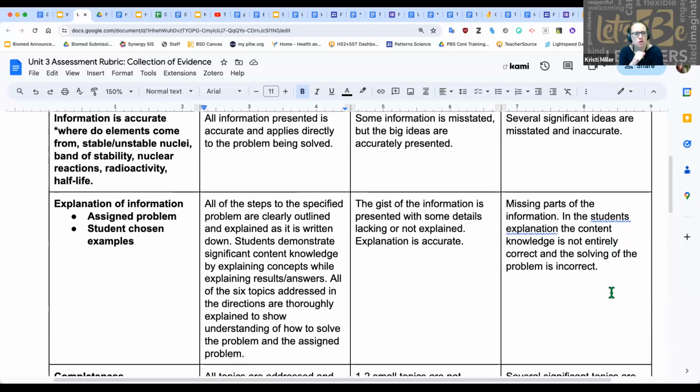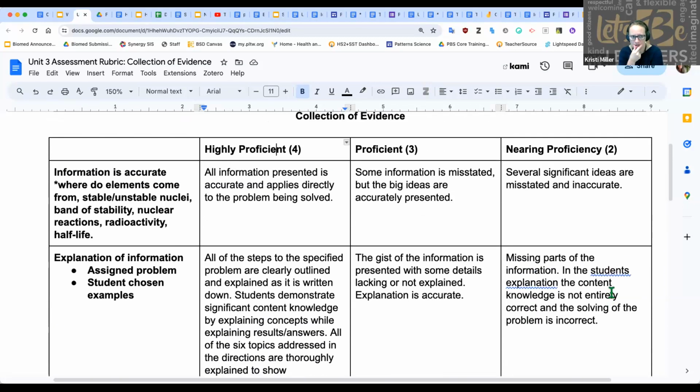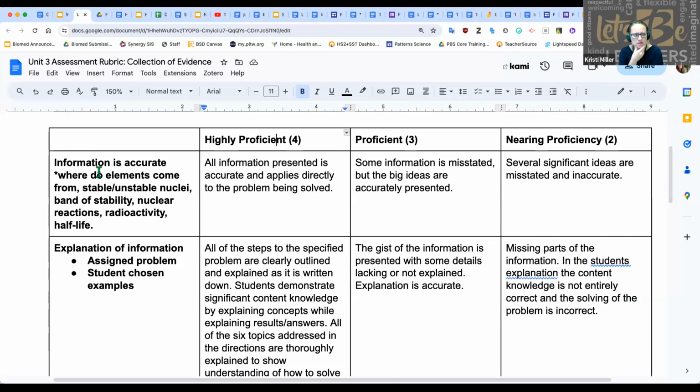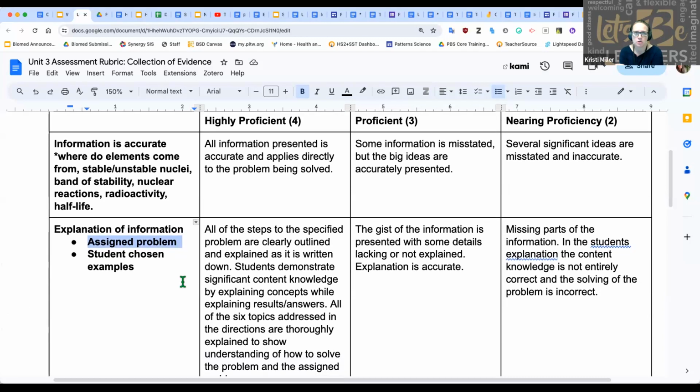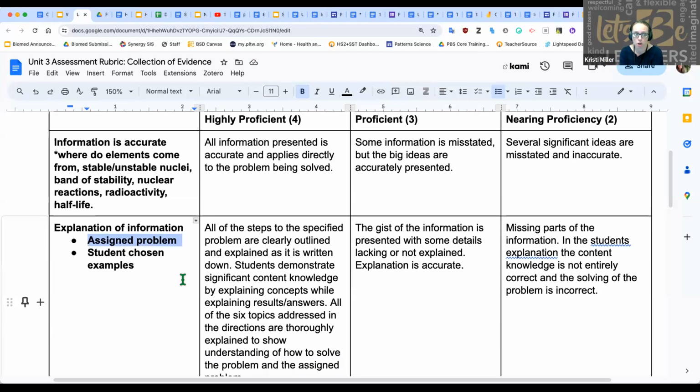So what information are we going to be talking about in our collection of evidence? That's listed in the upper left-hand corner. Where do elements come from? Stable, unstable, all the topics that we've studied in the unit. There's going to be an assigned problem, and then students are going to be showing examples of their work that explains the problem. I have another version.